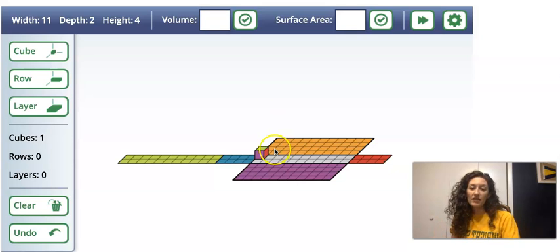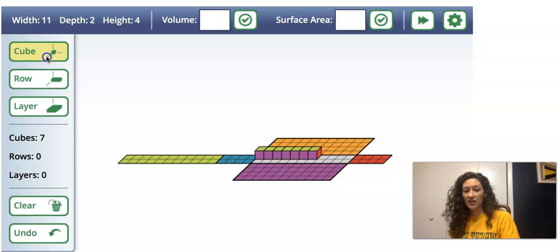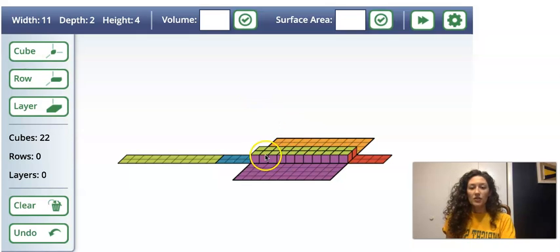So we're going to go ahead and fill this prism with these cubes. I'm going to start with just filling the bottom area here, just one layer. So we're at 1 cube, 2 cubes, 3 cubes, 4, 5, 6, 7, 8, 9, 10, 11, 12, 13, 14, 15, 16, 17, 18, 19, 20, 21, 22 cubes. So one entire layer is made up of 22 cubes.